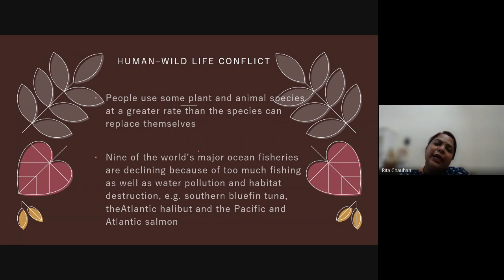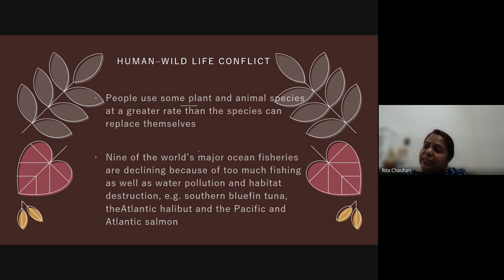We are using any plants and animals for our purpose, so there is a conflict between wildlife and human beings. Another example is, if a crocodile is there in a river in a village, and that crocodile eats one human being, so generally what do we do? Either we kill that crocodile, because that crocodile has become a man eater. So for human benefit, we are killing that crocodile.